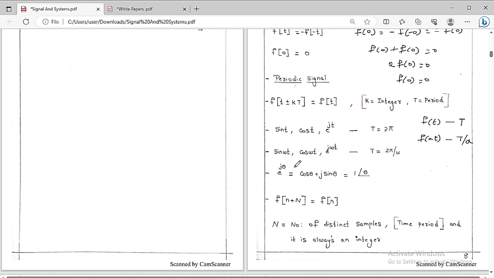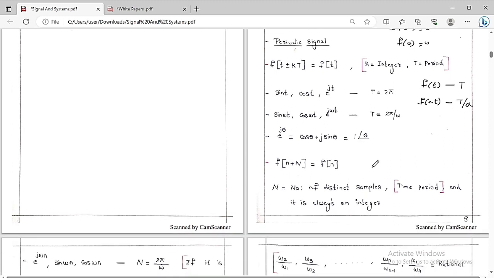Then e to the power of j theta, you can write like this: cos theta plus j sin theta, or you can also write 1 at an angle of theta, because its magnitude is equal to 1 and the angle is theta. So you can write it in different ways. This is the rectangular format, this is the polar format, and this is the exponential format. So e to the power of j theta is equal to cos theta plus j sin theta is equal to 1 at an angle of theta. This is for the continuous case.